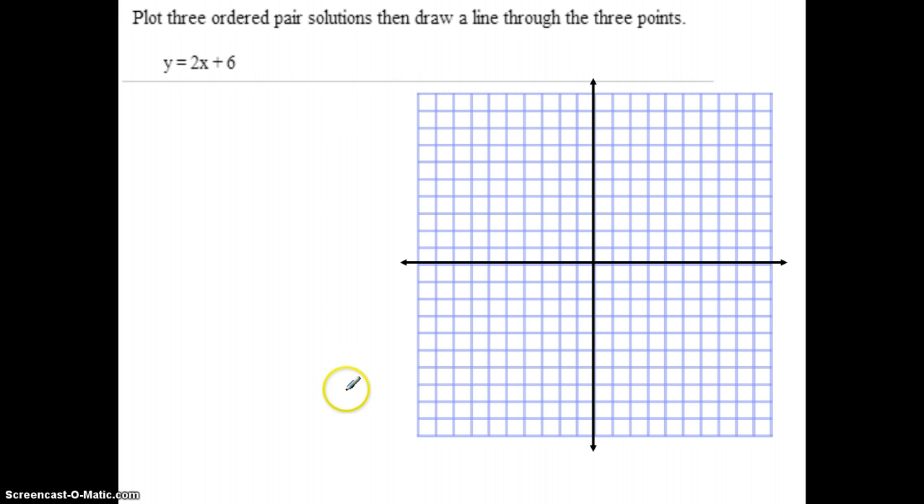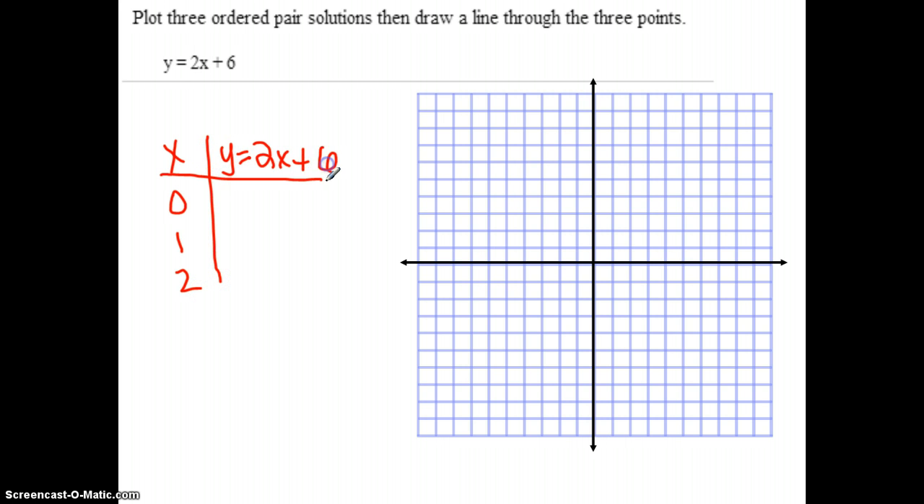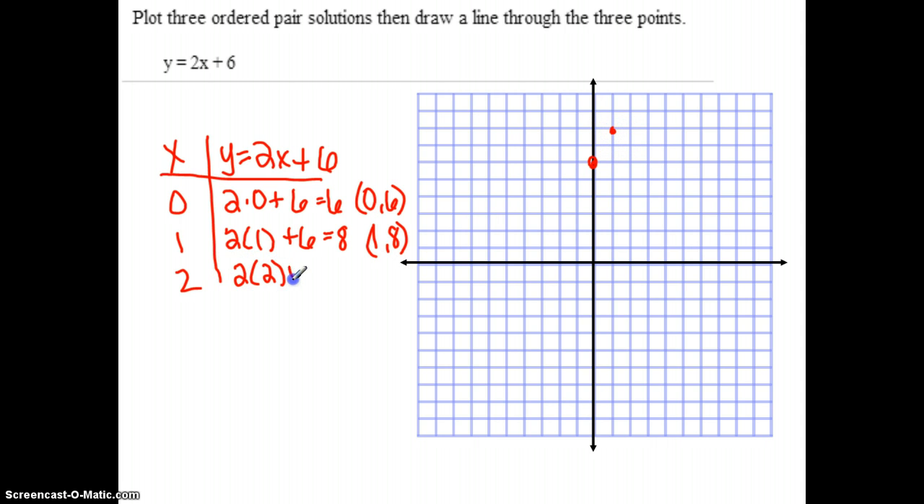Okay, this one. Plot 3 points and draw the line. So easiest numbers to plug in for me are probably 0, 1, and 2. And I'm going to plug them in for this equation. So 2 times 0 plus 6 is going to give me 6. So 0, 6 is going to be my first point. Next one, I have to plug in a 1, which would give me 8. So 1, 8 is going to be another point. And the next one, if I plug it in, it would be 10. So 2, 10.